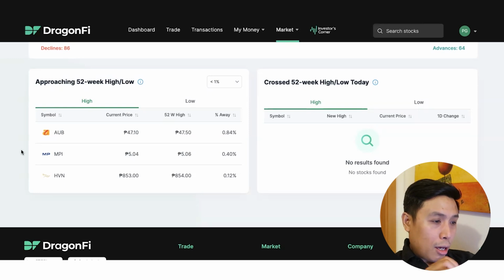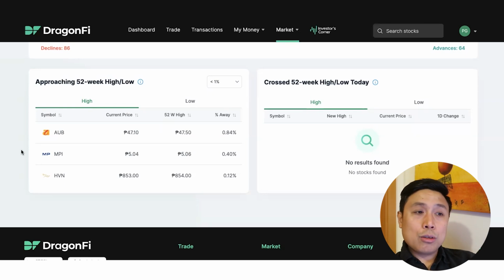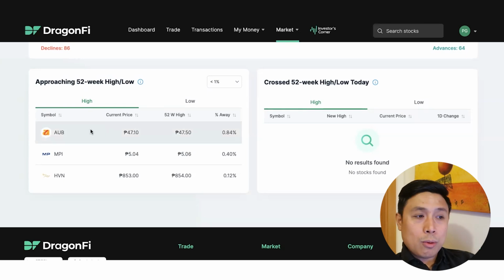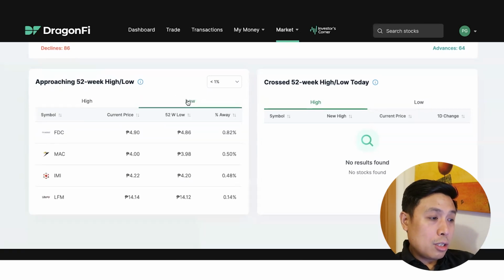So as you can see here, AUB is very, very close to its 52-week high. MPI, because again of the listing, it's very, very close also to its 52-week high. Then you have HVN, which is also close to its 52-week high as well. In the same way, when you click the lows, you'll see FDC, MAC, IMI, and LFM close to the lows as well.